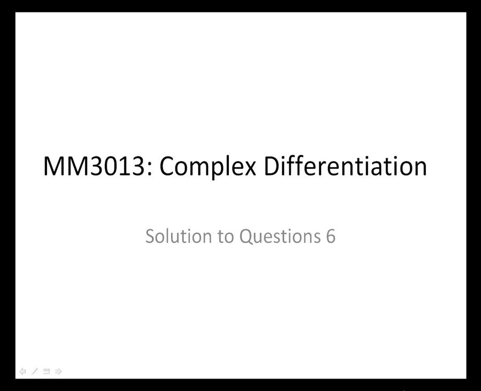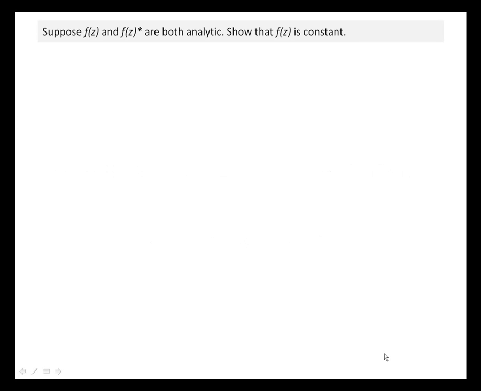This is the solution to question 6 on the complex differentiation tutorial sheets, the second part of the tutorials. The question states that suppose f of z and its complex conjugate f of z star are both analytic. Show that f of z is constant.